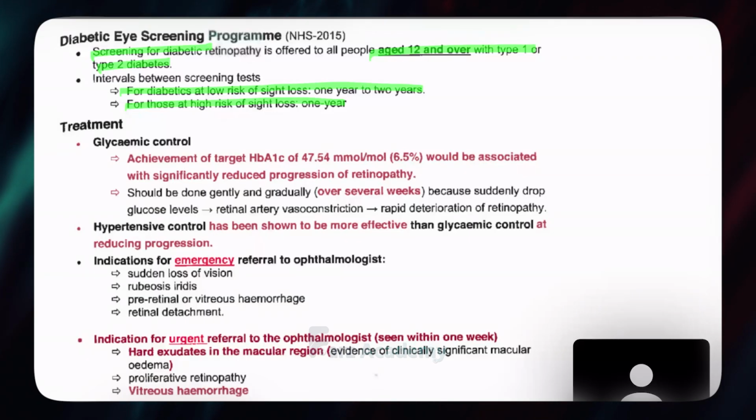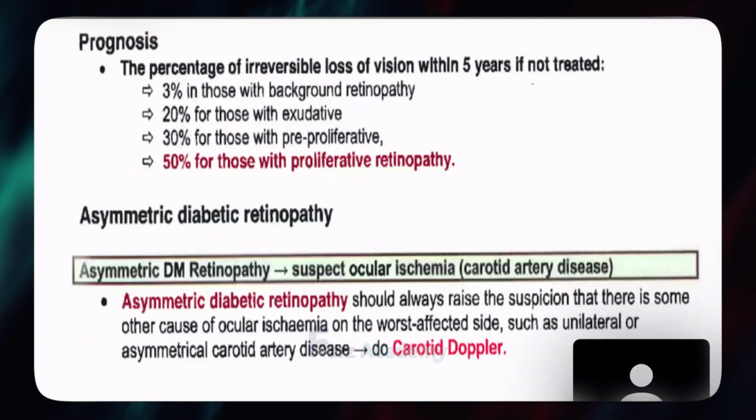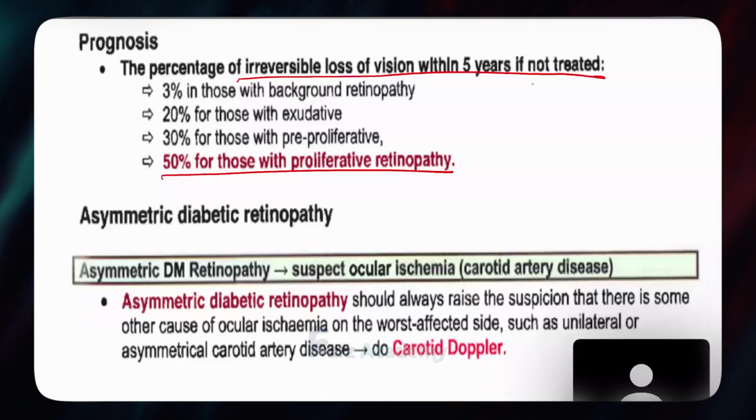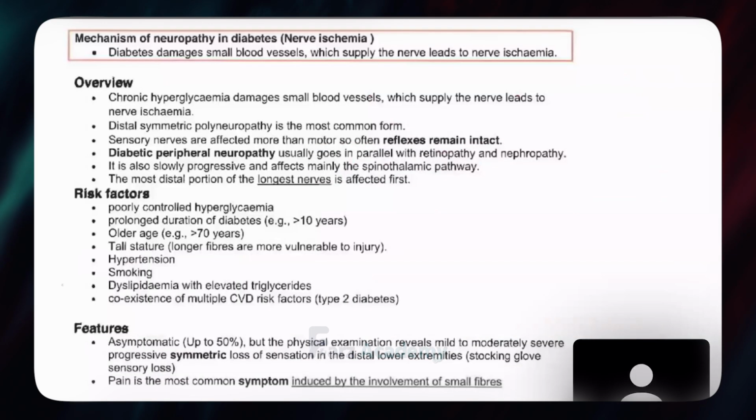Treatment, as we saw. Indications for emergency referral to ophthalmology are very important: sudden loss of vision, rubeosis iridis, where the iris will be very red, vitreous hemorrhage, retinal detachment. These are pretty obvious indications for urgent referral to an ophthalmologist. Urgent referral, that is within 1 week, is for vitreous hemorrhage, proliferative retinopathy, and hard exudation in the macular region. Prognosis: 50% of those with proliferative retinopathy will have an irreversible loss of vision in 5 years if not treated. This we saw.